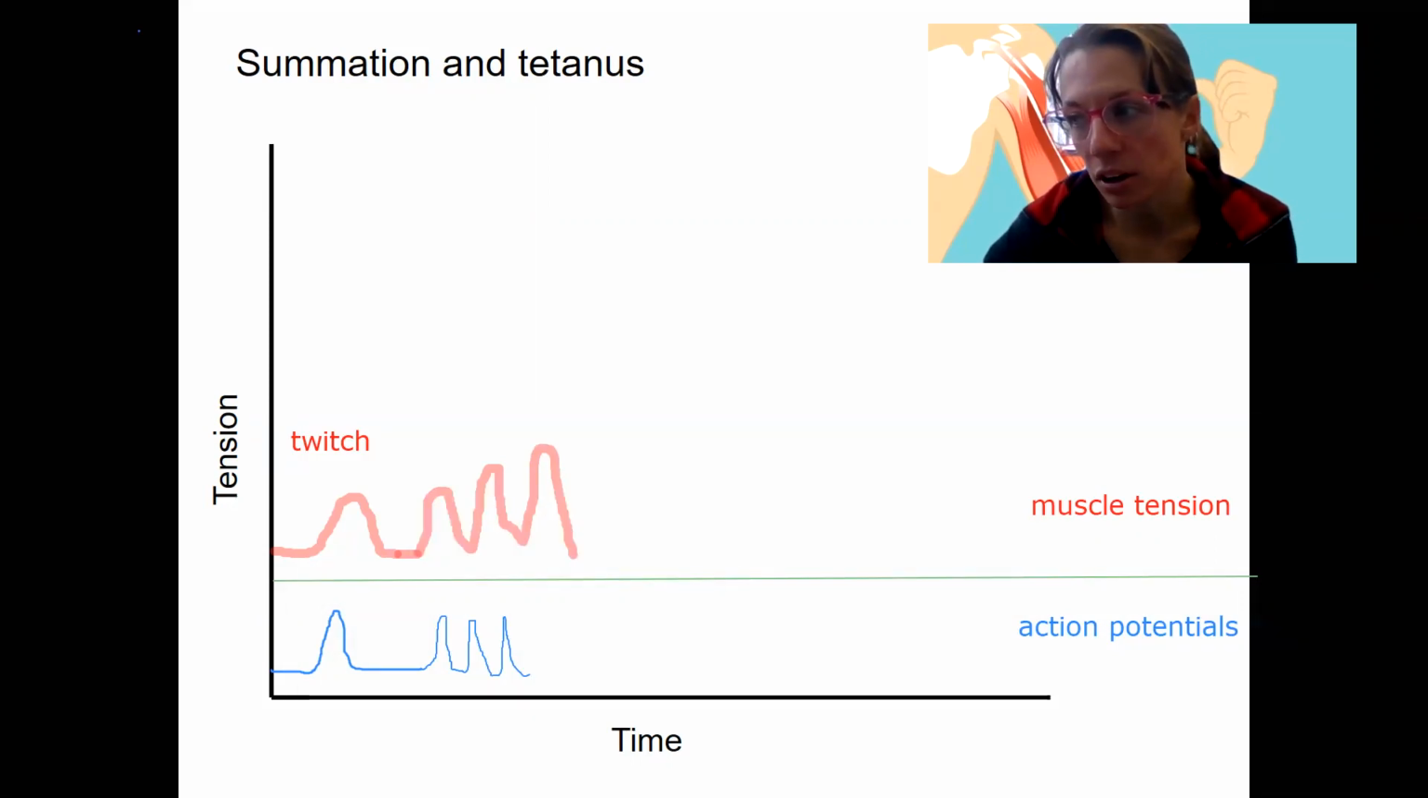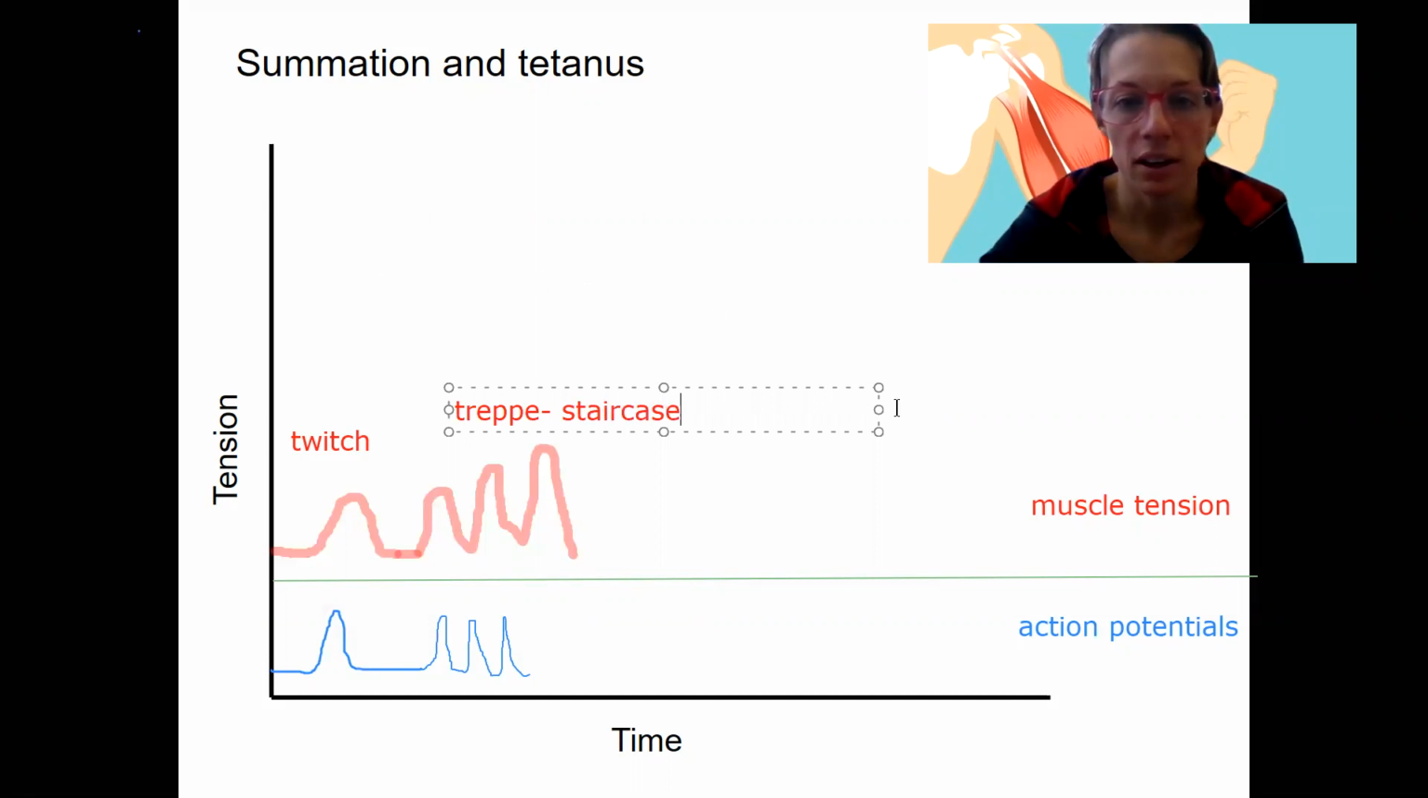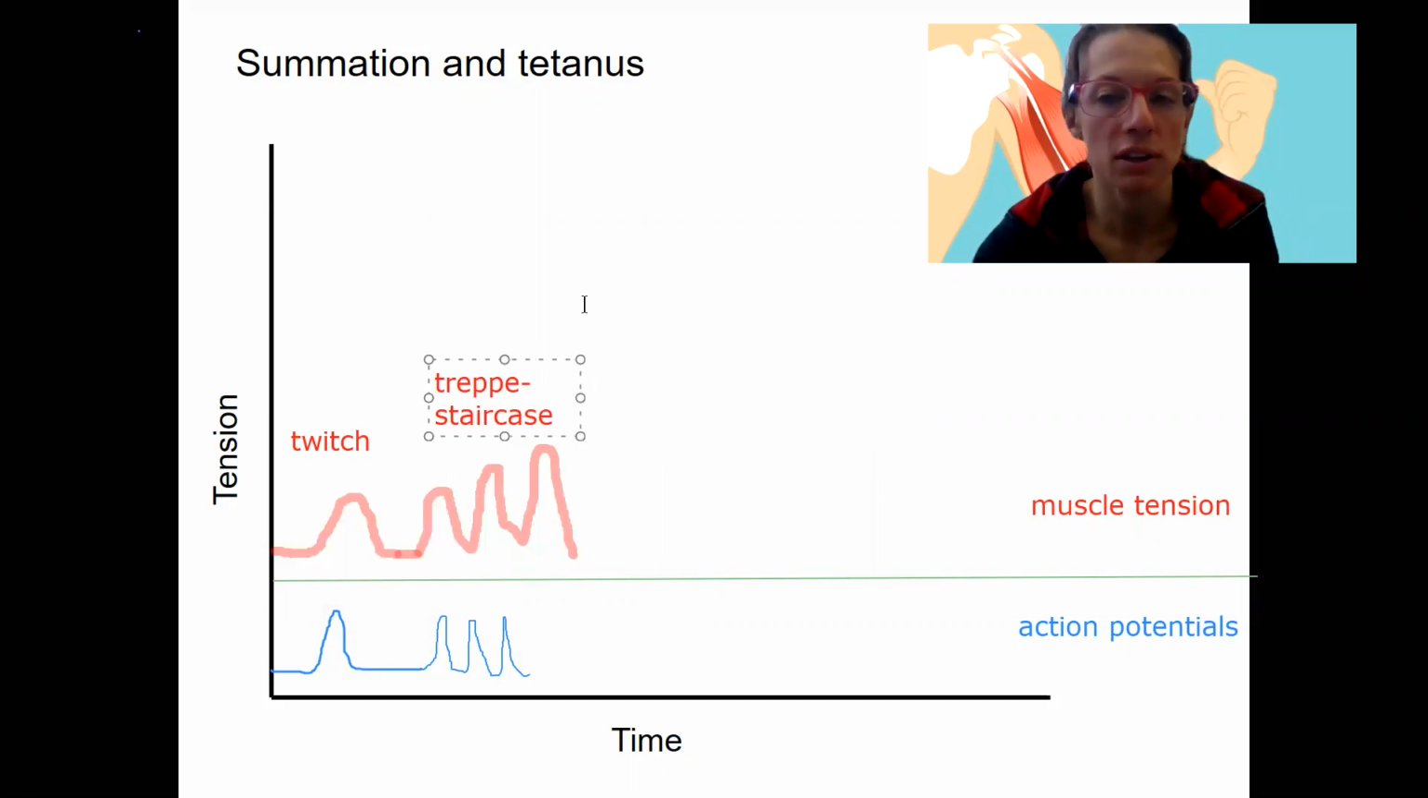This is thought to be because there's a gradual increase in sarcoplasmic calcium, because not all of that calcium can be returned to the SR in between each relaxation. So this is called treppe here, staircase phenomenon, and it's thought to be due to the increase in calcium in this sarcoplasm that cannot be returned completely in between each of these fairly rapid separate twitches. This is not summation still. They're not being added together. It's just kind of an aftereffect.